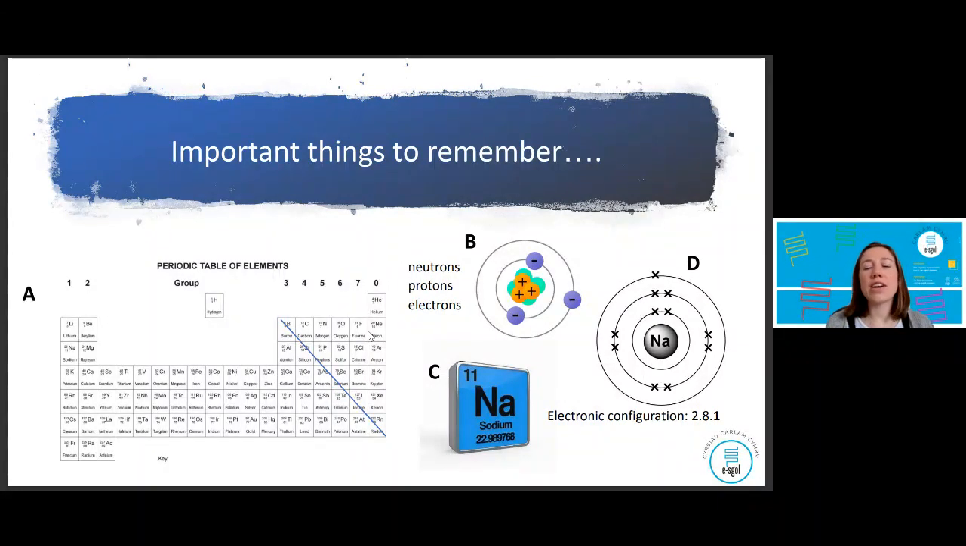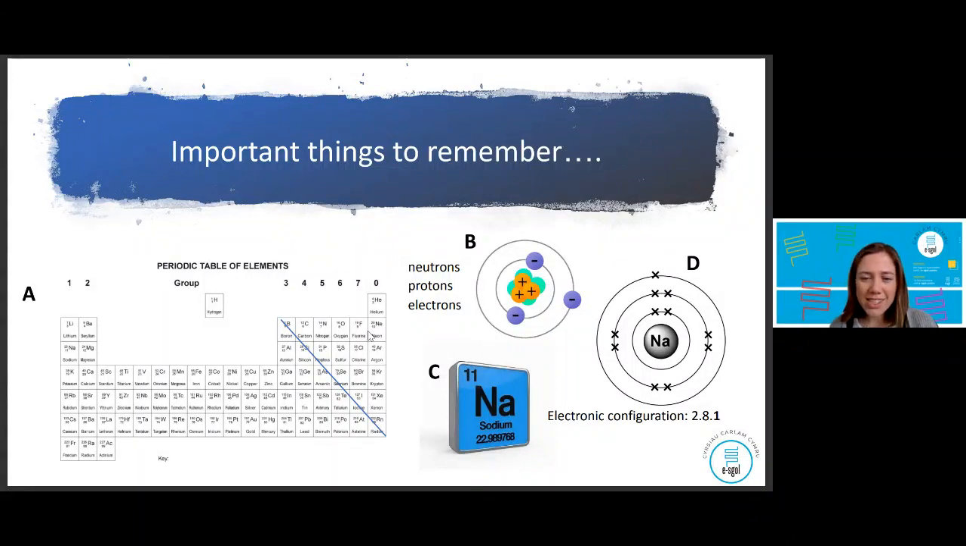If we look at diagram B, there we have an atom in very basic form. The center of the atom is a nucleus, and that contains protons and neutrons. The protons in this diagram are represented by those orange particles, with the positive charge. The green particles just behind are the neutrons, and then those purple particles that are orbiting the nucleus are the negatively charged electrons.